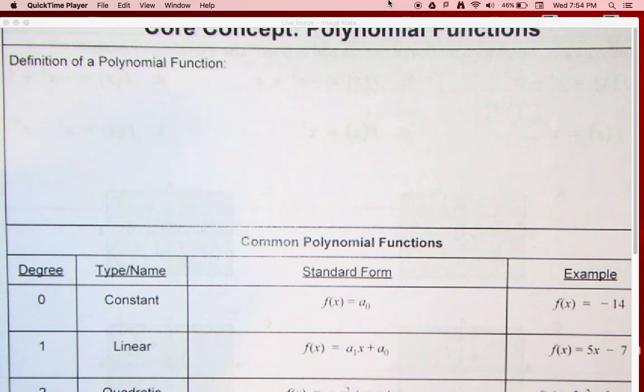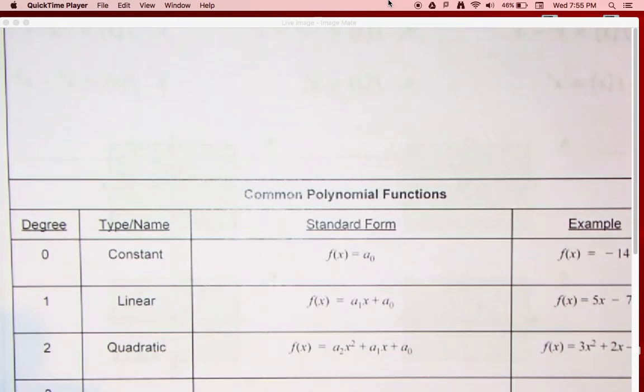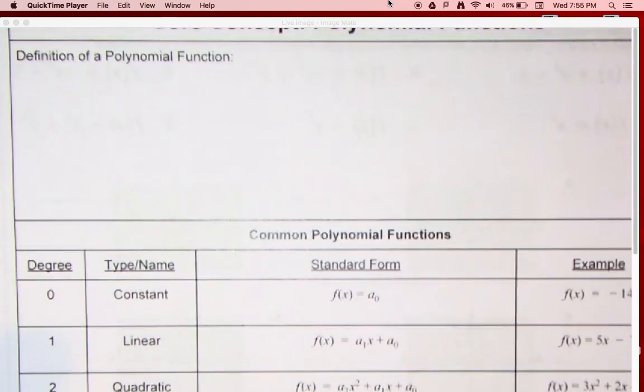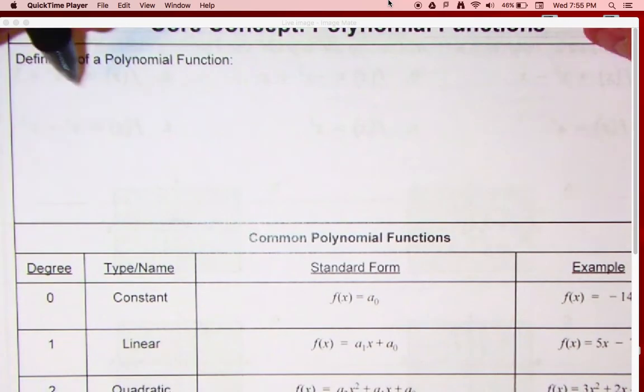Okay, hi everyone. I want to talk to you about what a polynomial function is, and it's pretty straightforward. We've dealt with polynomial functions before in relationship to specific types of polynomial functions, such as linear and quadratic, as you can see down here. And then we're going to introduce you to what's called a cubic and a quartic. But in general, let's give you a definition.